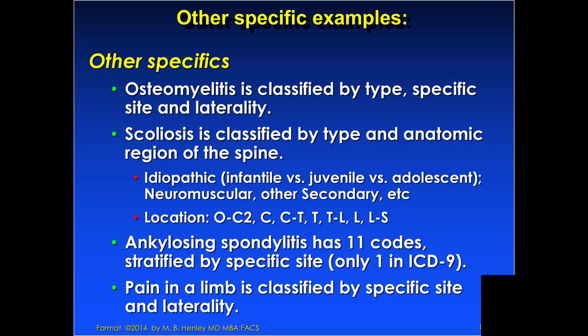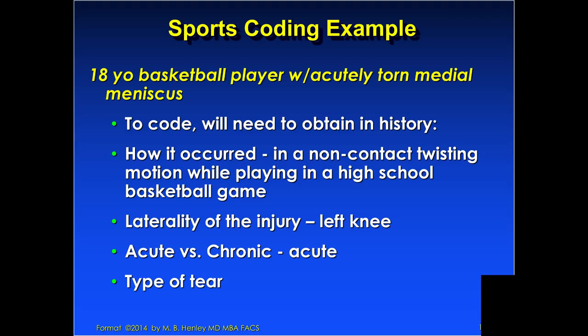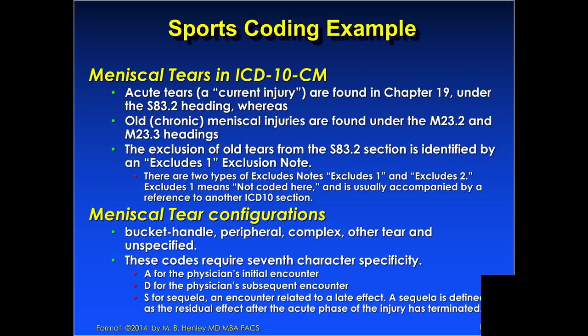laterality. Let's take an example of a sports coding example of an 18-year-old basketball player with an acutely torn medial meniscus. So in the history, you'll need to obtain how it occurred, and he tells you he was going to the hoop and in a non-contact twisting motion while playing ball in a high school game, left knee, and it's acute. The acute ones are diagnosed as a current injury. There's also, in the M chapter, chronic meniscal injuries, so degenerative tears are found in chapter M, whereas acute injuries are found in chapter S under S83.2.